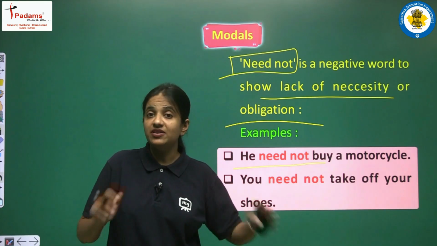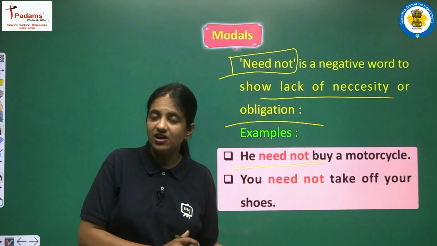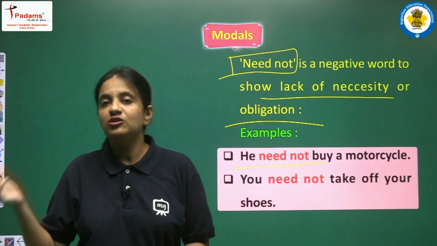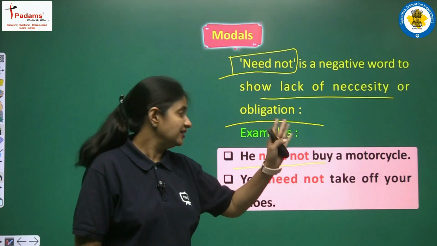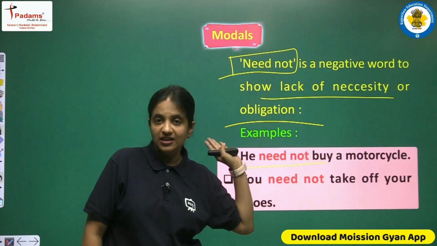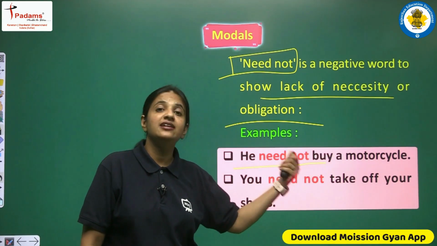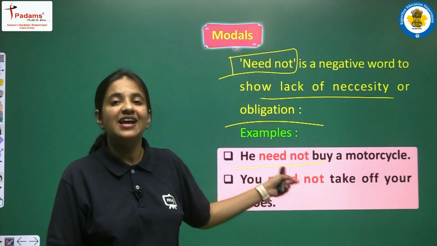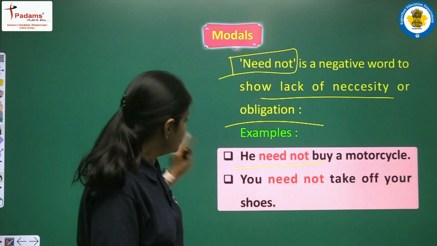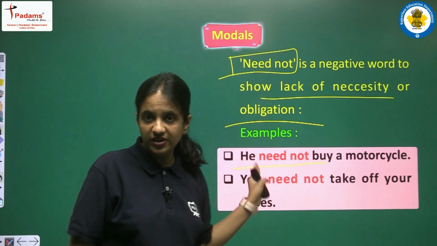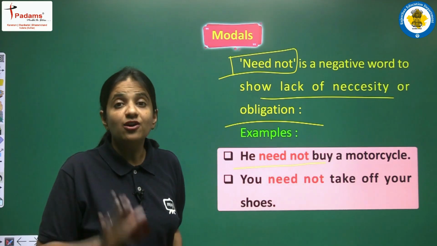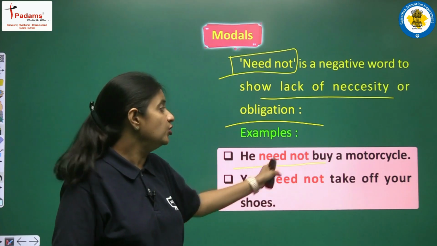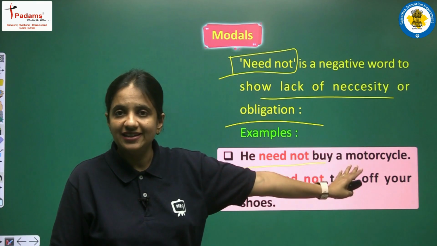Very simple, if it is used as a main verb, then definitely there will be some other helping verb, some other auxiliary verb in the sentence. But if there is no other auxiliary verb in the sentence, it means need is the auxiliary itself, it is the modal auxiliary in the sentence, like in this example. Here we have the negative form of need, and we are trying to show lack of necessity, saying that there is no necessity for you to buy a motorcycle.